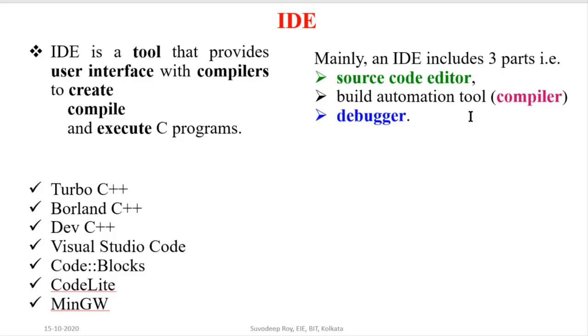Furthermore, an integrated development environment also comes with additional features like object and data modeling, unit testing, source code library and a lot more things. Different IDEs, I have given a few examples: Turbo C++, Borland C++, Dev C++, Visual Studio Code, Code Blocks, CodeLite, MinGW. Like this, there are so many integrated development environments available in the market.